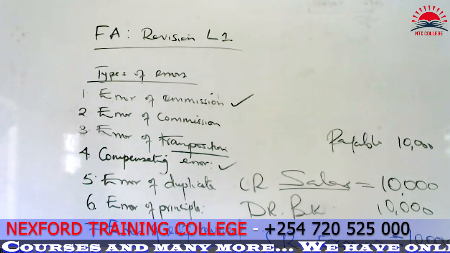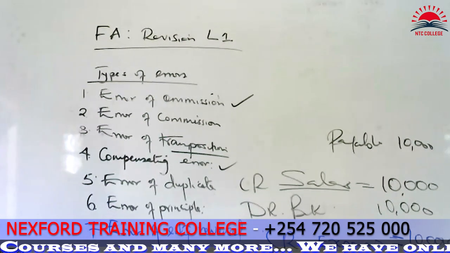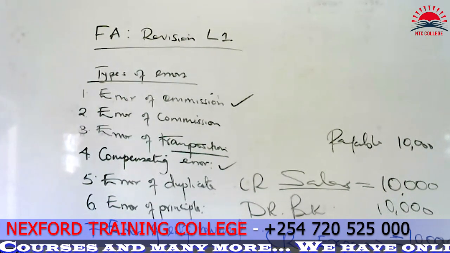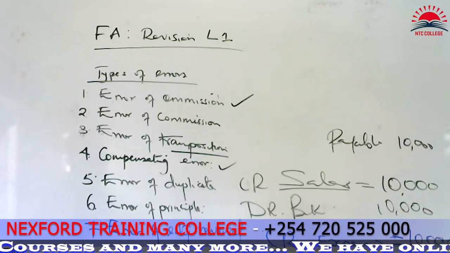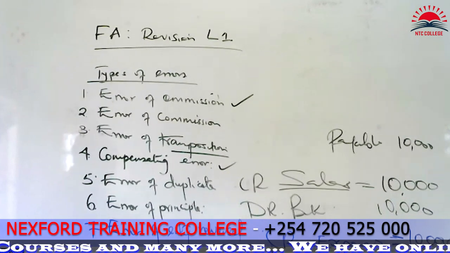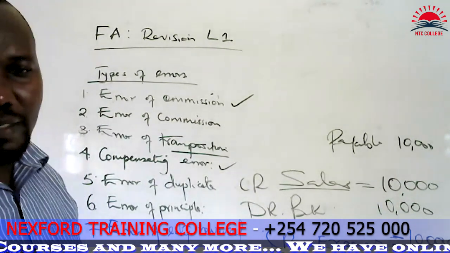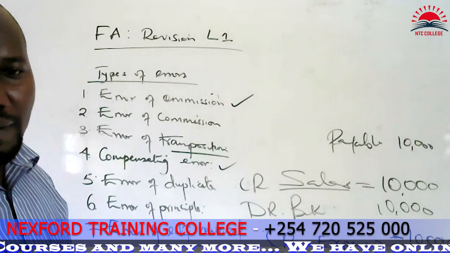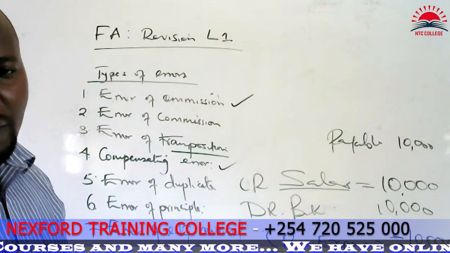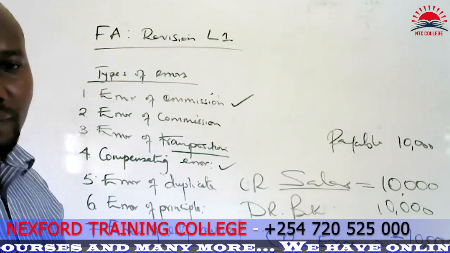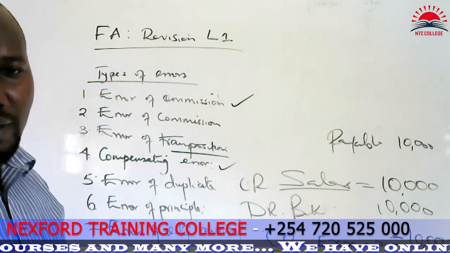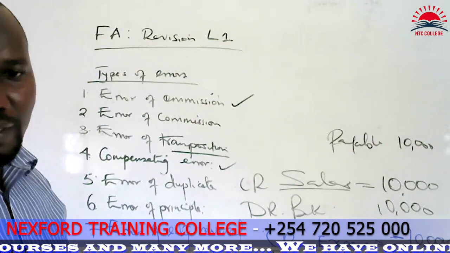Complete reversal. The trial balance will not be able to realize that. Then the last ones, duplication error. Transposition error.